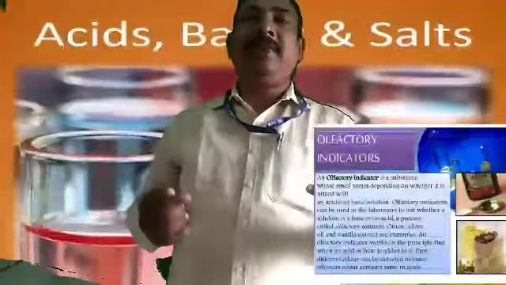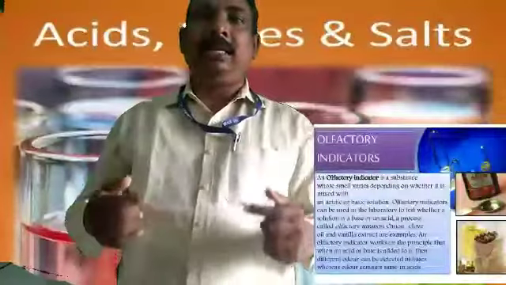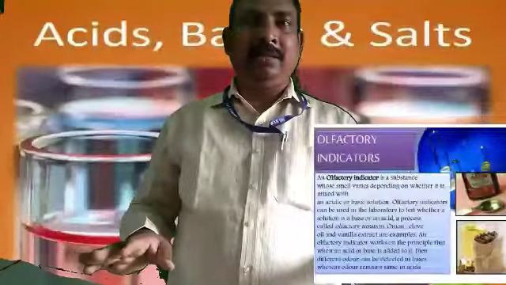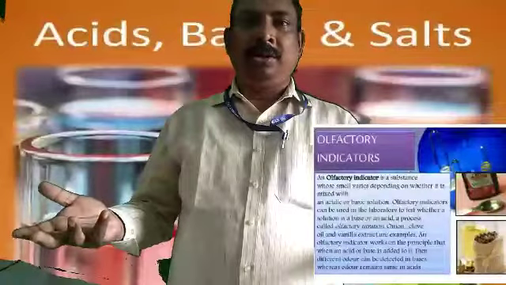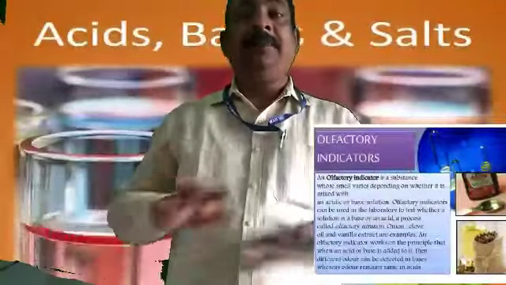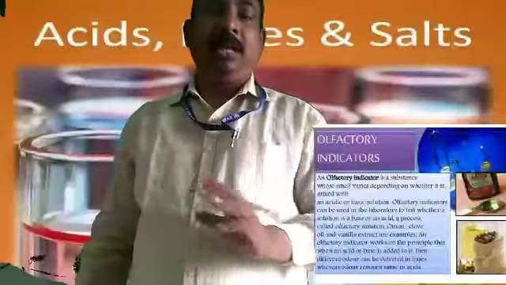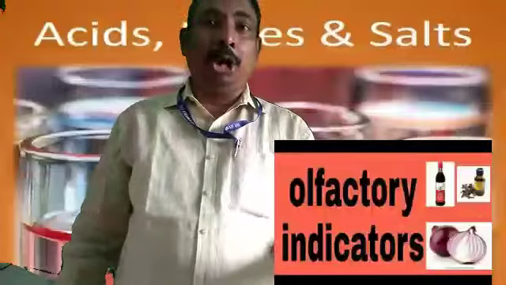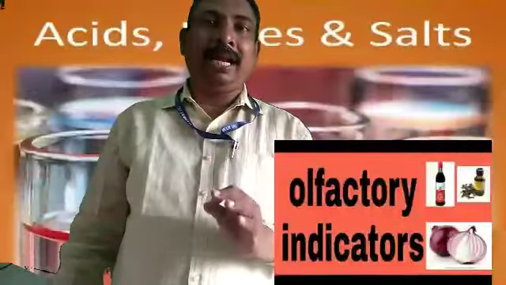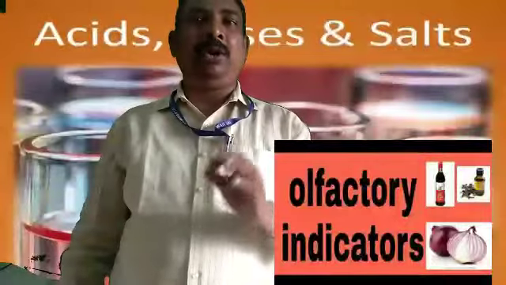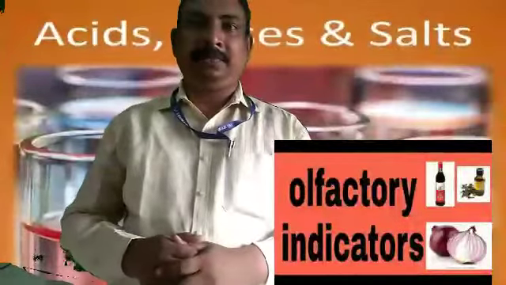So now how can we come to know whether that one is an acid or base? If it did not change the smell, then it may be acid. If it has lost its smell, definitely it would be a base. So basing on the smell or odor, if we can identify whether it is acid or base, such indicators we will call olfactory indicators.